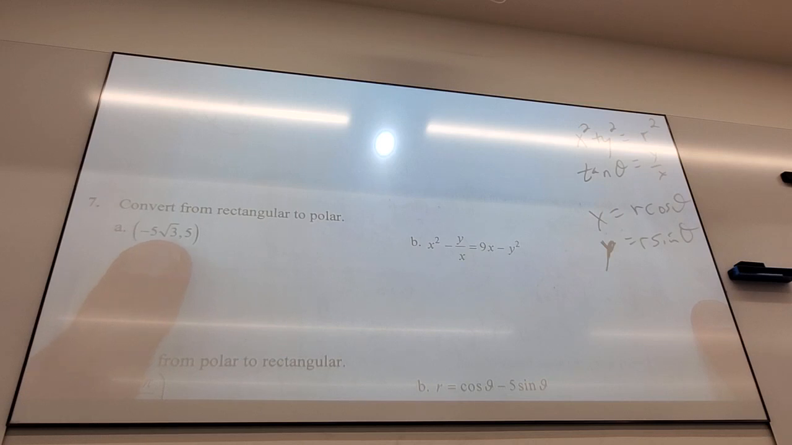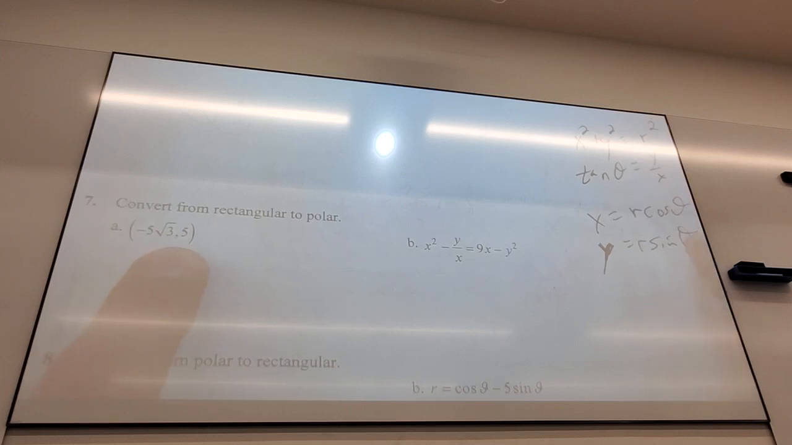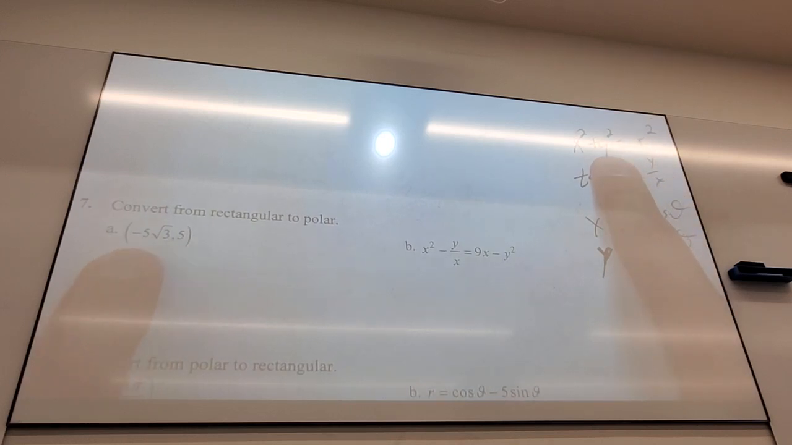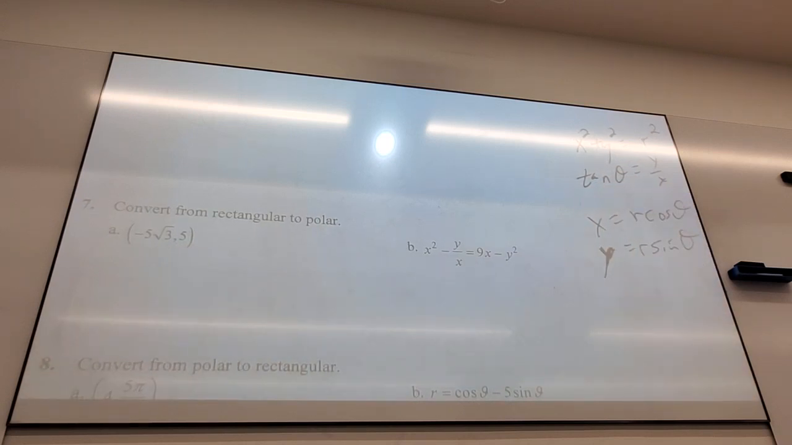So if I give you this point, it's in rectangular, so this is x, y at the moment. How do I figure out what r is? I know x and y. I use x squared plus y squared equals r squared. Just plug and chug. How do I figure out what theta is? I'm going to have to do arc tangent, yes.